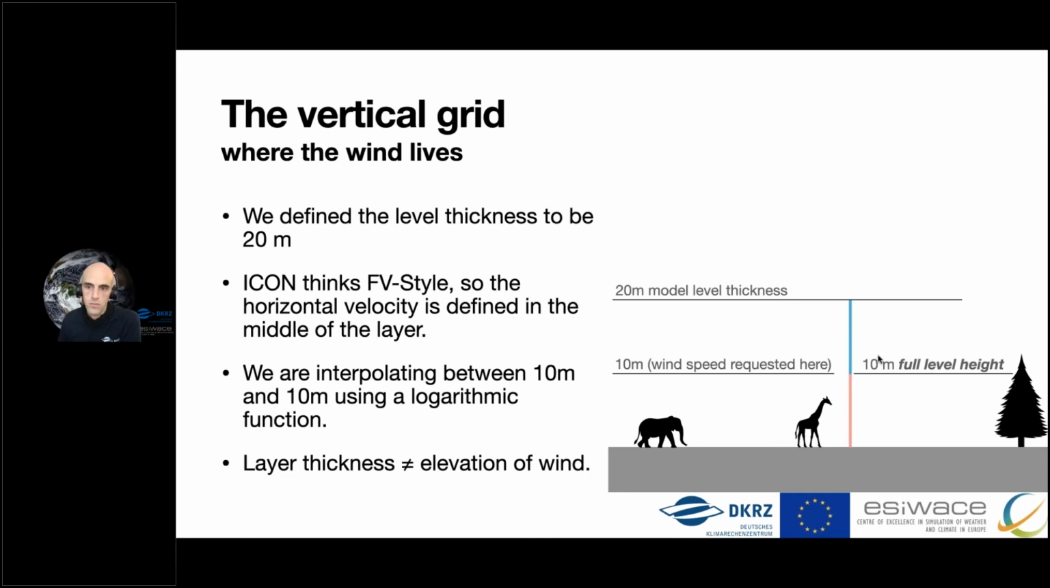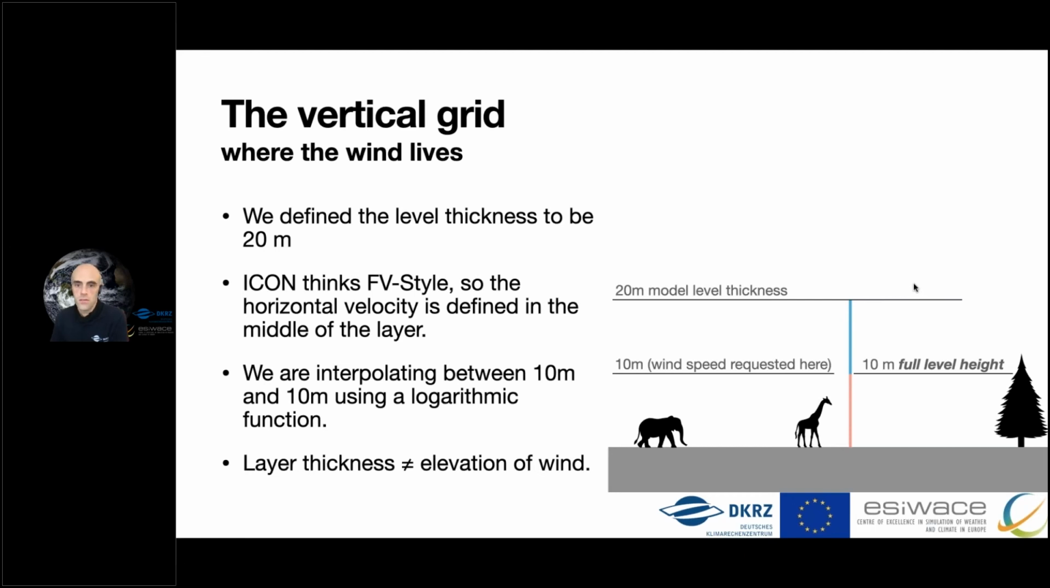And so we're interpolating between this 10 meter full level height and the 10 meter wind speed using a logarithm, and that's why things go to the ditch. And in the end, we just shouldn't do an interpolation between 10 and 10 in this way. So that's the clean way of fixing this whole problem.